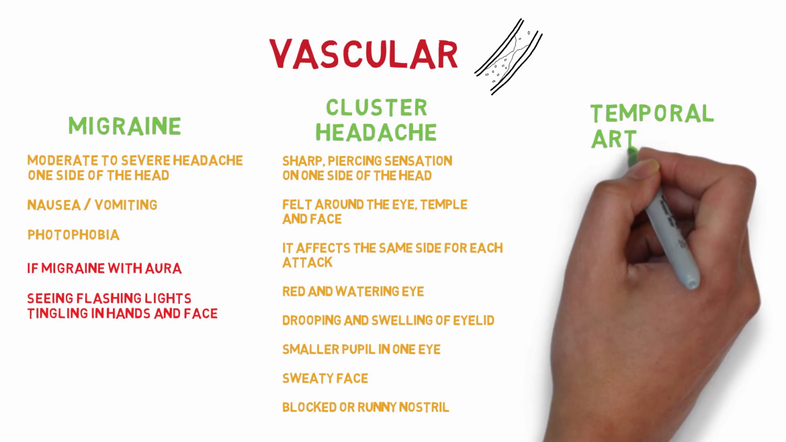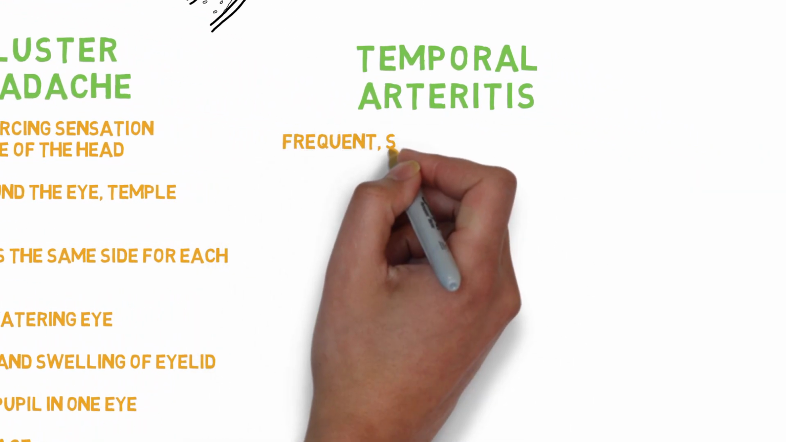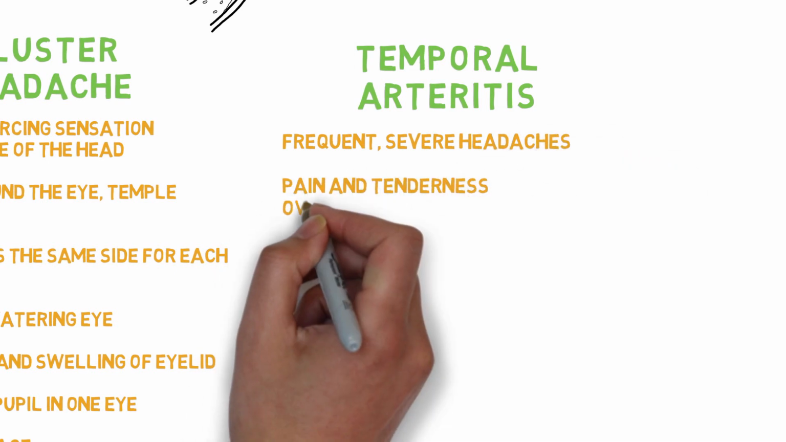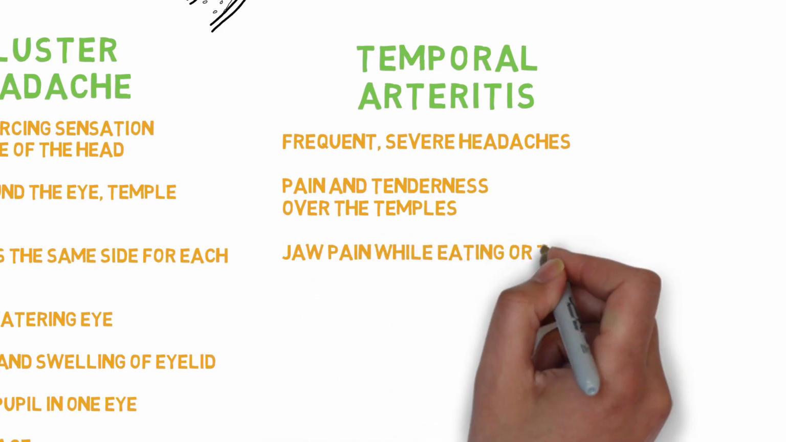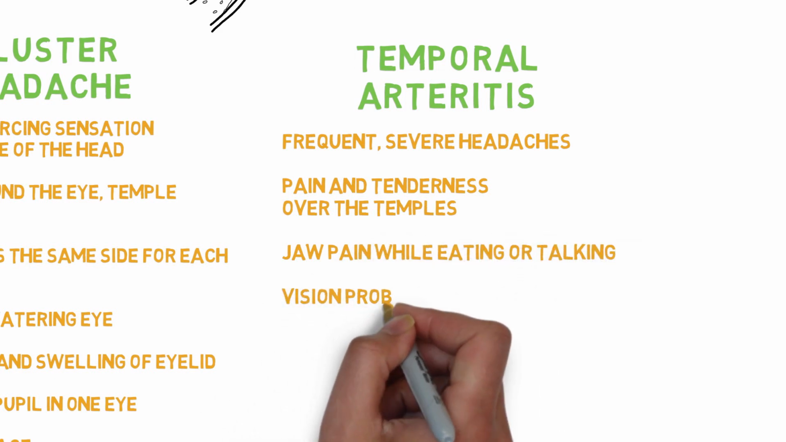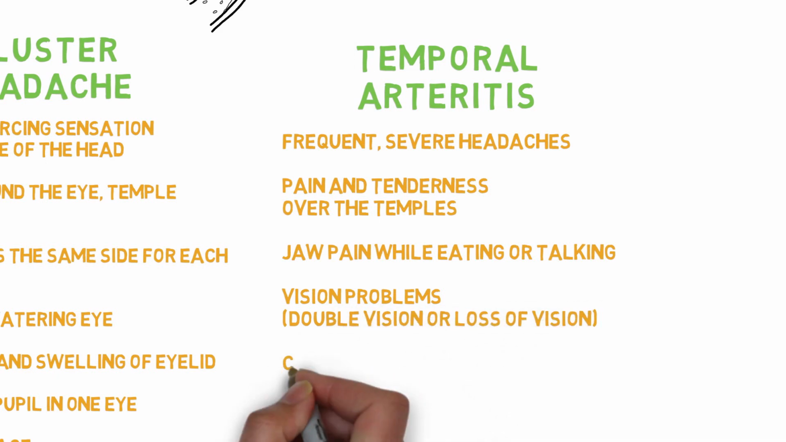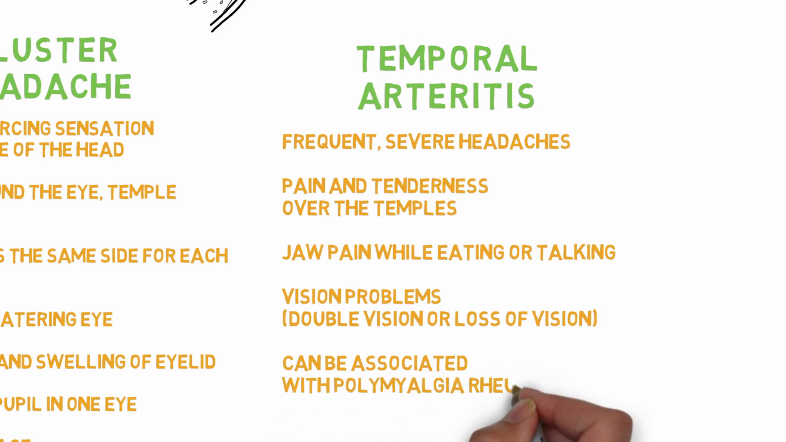Symptoms of temporal arteritis are frequent, severe headaches, pain and tenderness over the temples, jaw pain while eating or talking, vision problems like double vision or loss of vision. Can be associated with polymyalgia rheumatica.